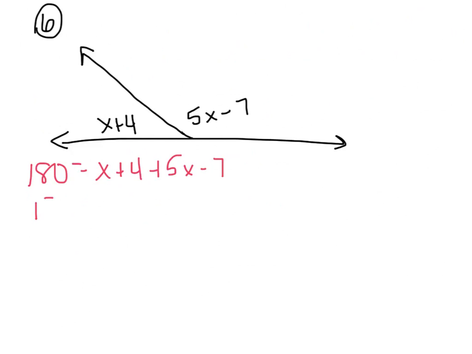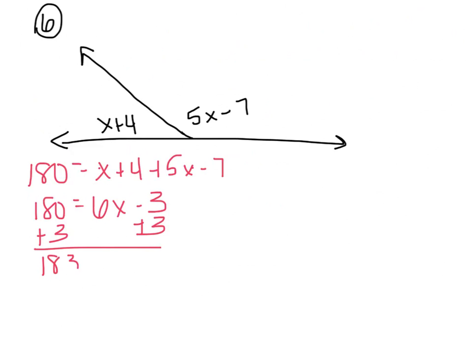Combine like terms, so 180 equals 6x. And 4 minus 7 is negative 3. Now we're going to add 3 to each side. 183 equals 6x. Divide by 6 is 30.5.